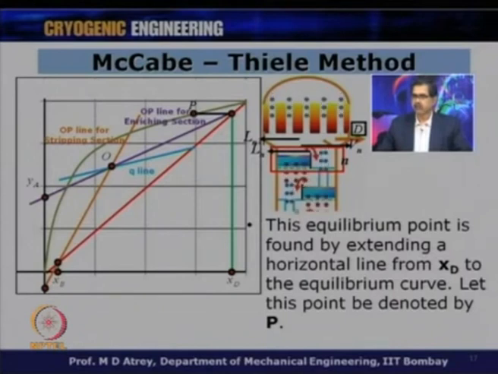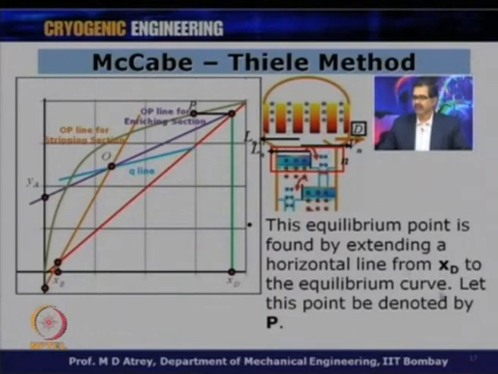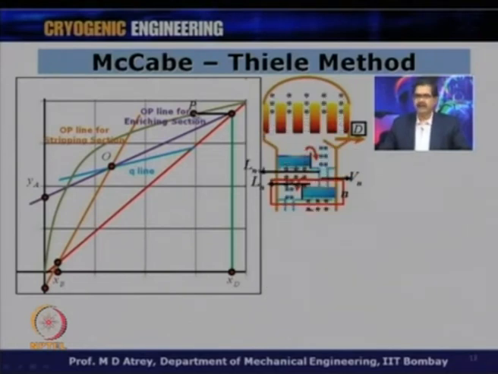So, this equilibrium point is found by extending a horizontal line from Xd to the equilibrium curve. Let this point be denoted by P. P denotes the thermal equilibrium existing on this nth plate, which is the topmost plate right now, where Yn and Xn for this plate are in thermal equilibrium. I hope you understood this, a very important argument. Now, we have located Yn, Xn for this topmost plate, and now let us go to the plate below this.